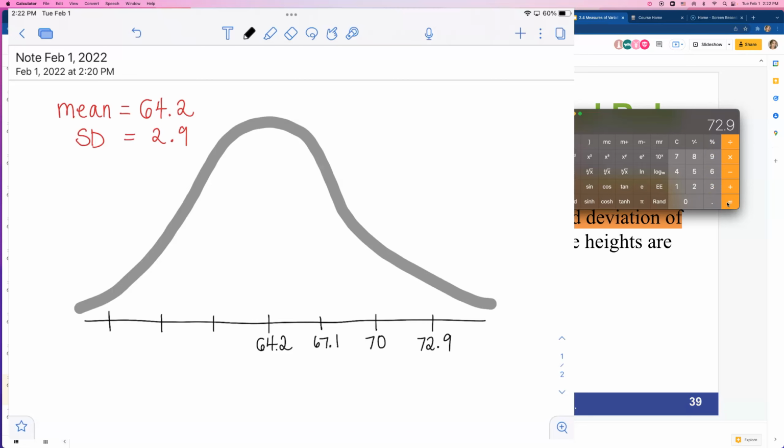You just need 1, 2, 3 to the right. I'm sorry, let me do plus 1 standard deviation, plus 2 standard deviations, and this was plus 3 standard deviations. So I went 1, 2, 3 to the right, and I need to go 3 to the left. So go back to the middle, 64.2, and I'm going to subtract 2.9. So that's 61.3. Subtract another 2.9.